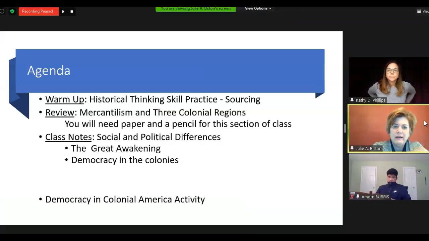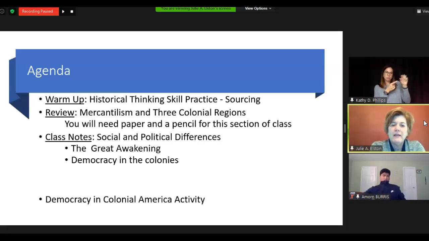So here's our agenda for today. We will do a quick warm-up to practice the historical thinking skill of sourcing. And then we'll do a quick review on mercantilism and the 3 colonial regions. You'll need a piece of paper and a pencil for this section. So if you need to find a piece of paper and a pencil, this would be a good time to do that. Then we'll walk through your class notes. These are already in Canvas, but there's some things I want to highlight for you. And then I'll introduce to you our activity for today about democracy in colonial America.